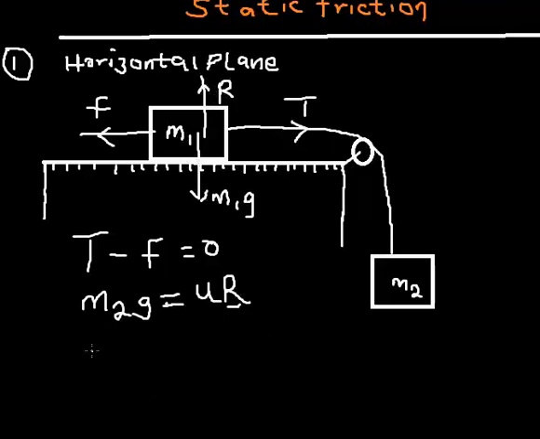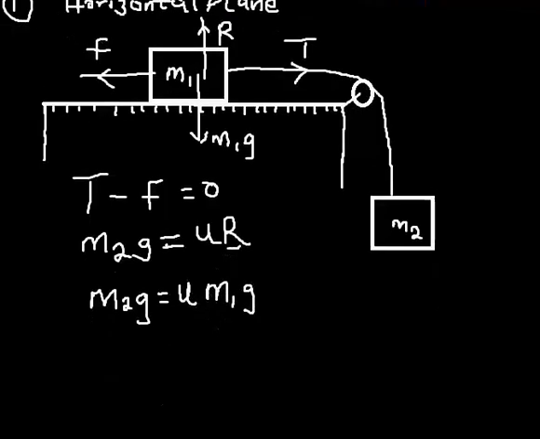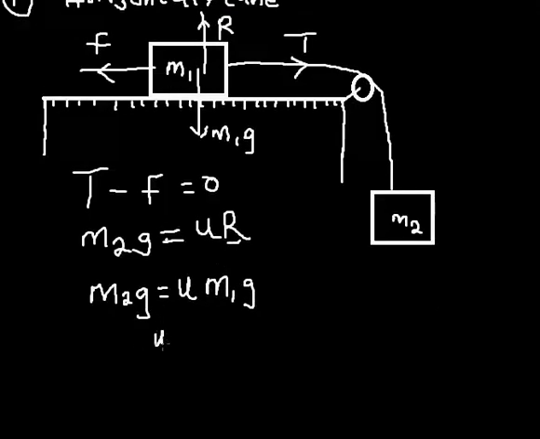So our formula now is M2g equals the coefficient, multiplied by the normal reaction, which is M1g. Now I can get my coefficient. My coefficient is going to be equal to M2g divided by M1g.